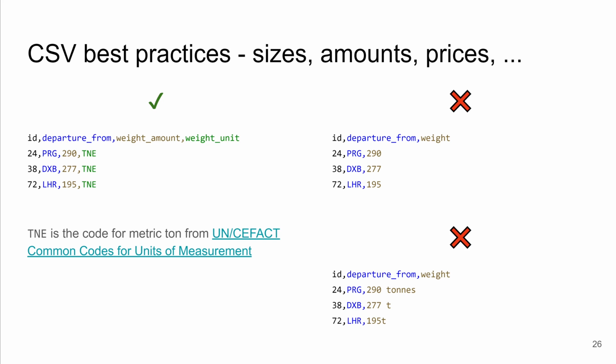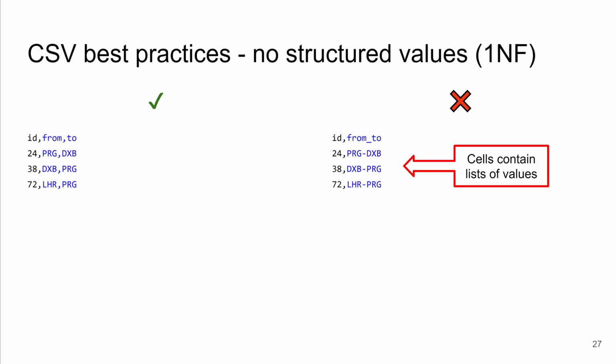And here we use the codes from the UN/CEFACT Common Codes for units of measurement, which is the same standard that the GoodRelations vocabulary used, and we already talked about that one.